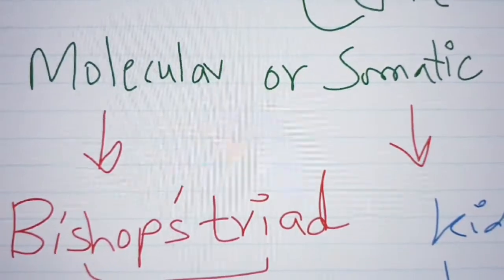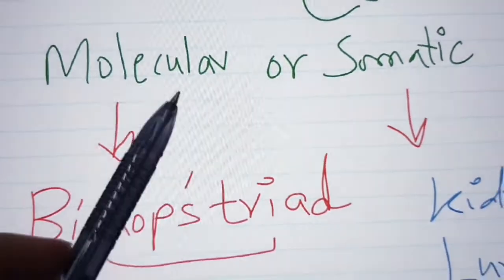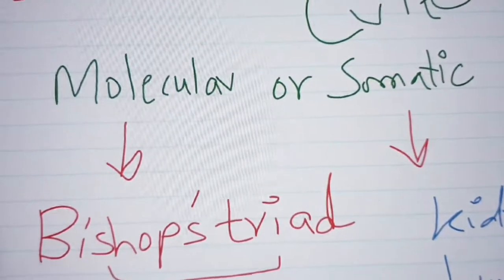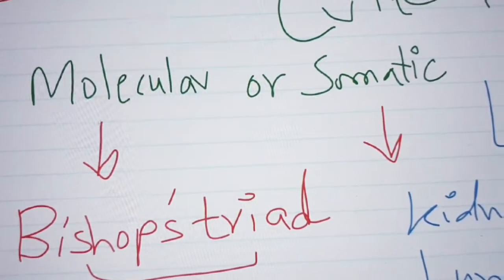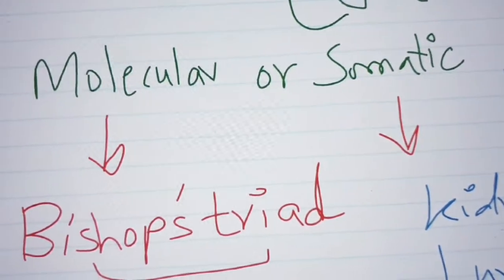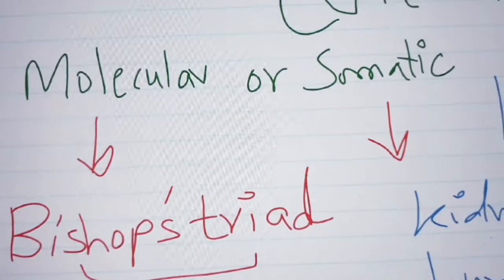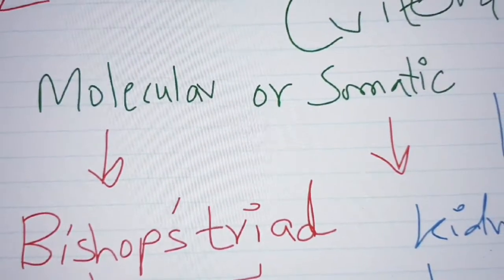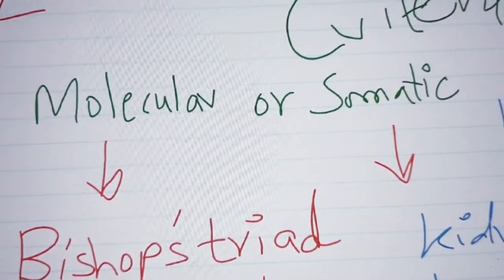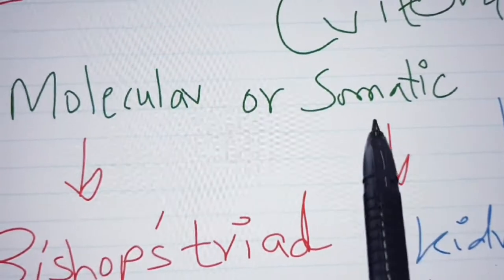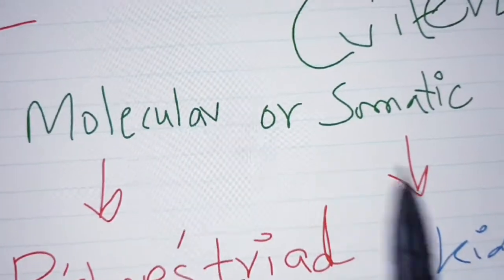So let's get started. First, death is of two types: molecular death and somatic death. Now the question is whether these two deaths occur at the same time or not. What do you think? No, both these types do not occur together. Instead, first somatic death takes place and then molecular death takes place.